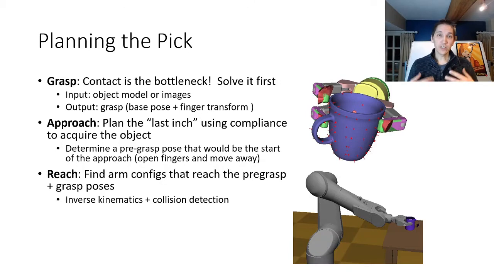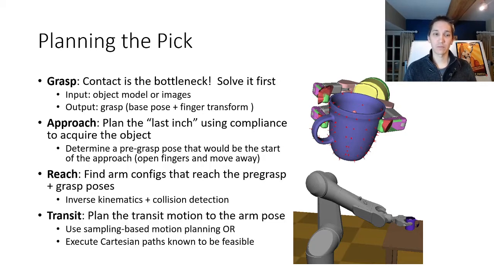We'll need to then reach that pre-grasp pose with some configuration of the robot. And so this will be using inverse kinematics and collision detection to try to achieve this pre-grasp pose. And then finally, we'll run some motion planning to accomplish the transit motion. This will be planned to the arm pose at the pre-grasp pose. And so we can either use sampling-based motion planning, or we can also just execute Cartesian paths if we know that those Cartesian paths are going to be feasible.